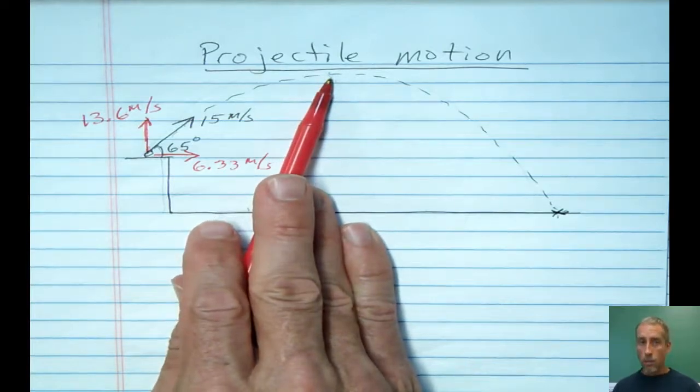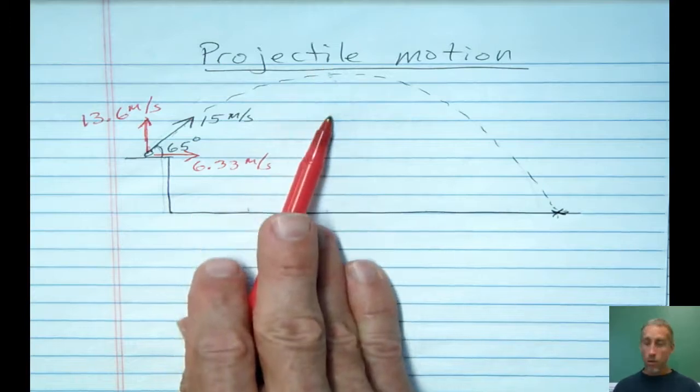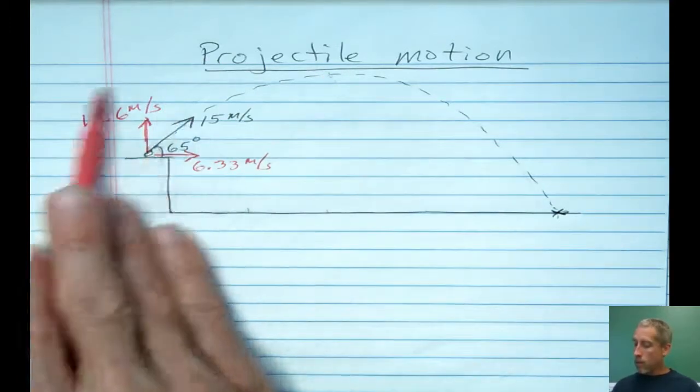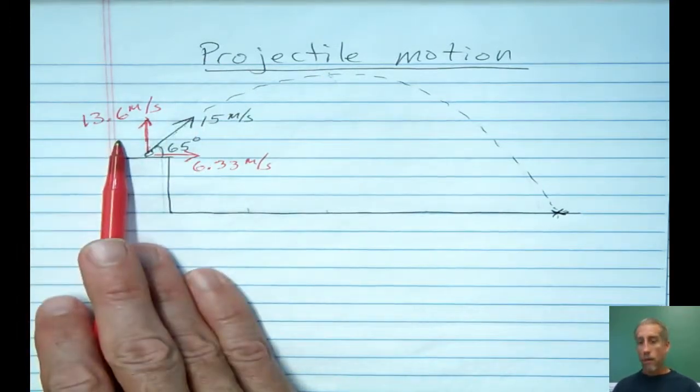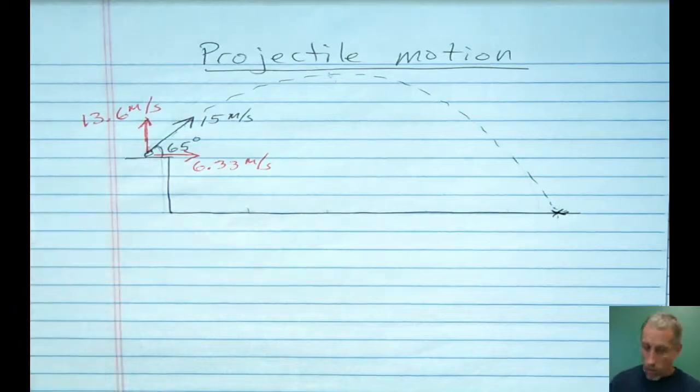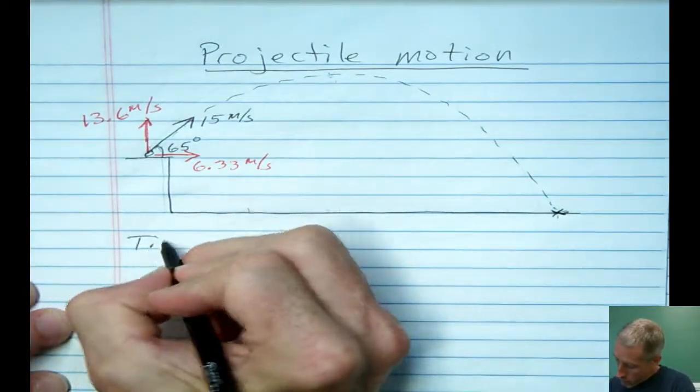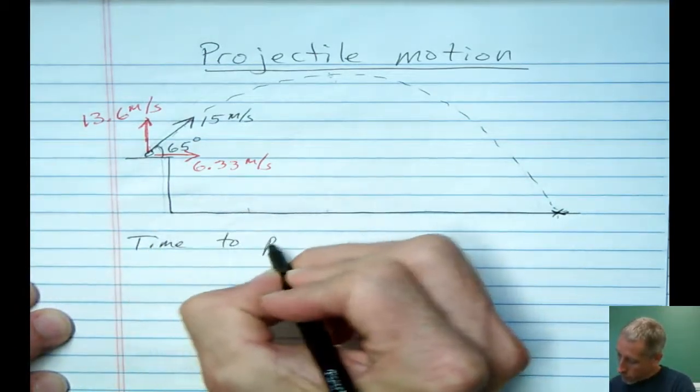Well, I hope you see, because gravity is going to be responsible for slowing it down, and gravity is only a vertical phenomenon, that it's only the vertical motion that determines how long that takes. So if we want to write it out formally, I'll write time to the peak.